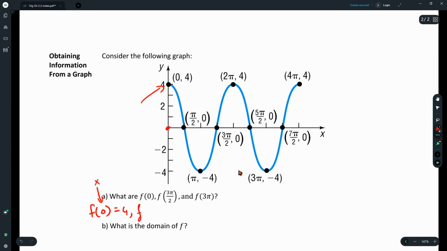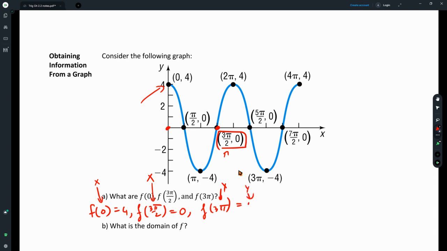Okay, f of 3 pi over 2. Again, 3 pi over 2 is the x. So where is 3 pi over 2? Right here, right? When x is 3 pi over 2, y is 0. And f of 3 pi, the 3 pi is the x. They're looking for the y.